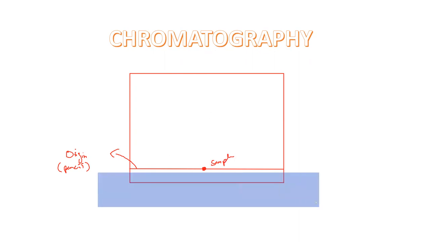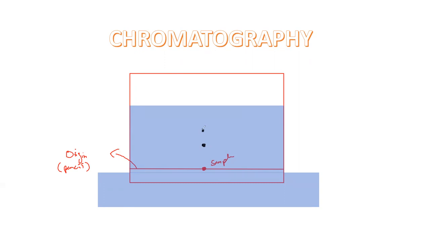Then we draw the origin with pencil. Why do we not use an ink pen here? Because otherwise that ink will dissolve and the origin will also move with the solvent. That's why whenever we draw this origin, it should always be drawn with pencil. Then we place a sample here. And after that, we use a suitable solvent. Suitable solvent means a solvent which can dissolve the sample. As the paper soaks up this solvent, the solvent will rise. As the solvent rises, the spot will also rise with the solvent.